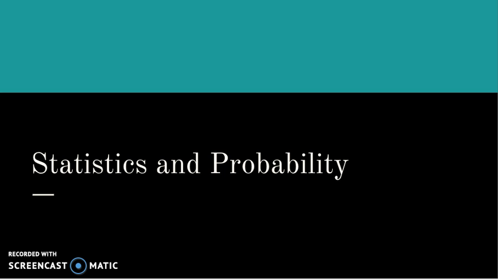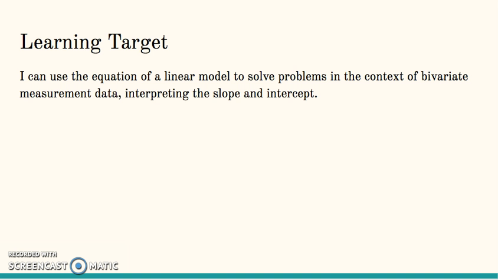So the learning target for this lesson is I can use the equation of a linear model to solve problems in the context of bivariate measurement data, interpreting the slope and intercept. So what this means is when you are given a scatter plot and a line of best fit, you want to be able to interpret it and know what it's saying, not just the mathematical context of it. You want to know what it's defining, what it means.